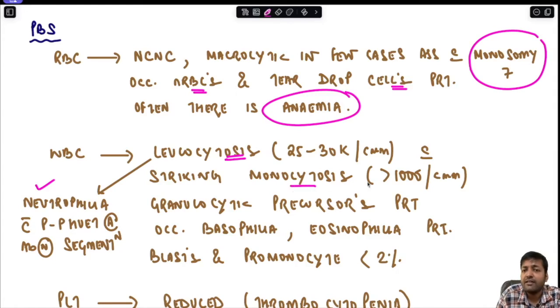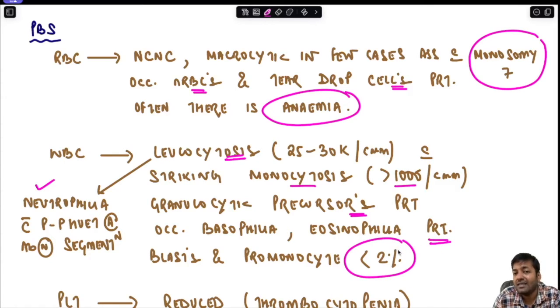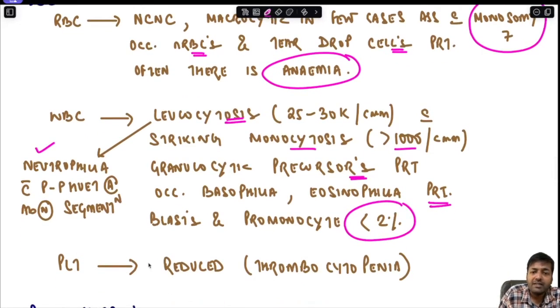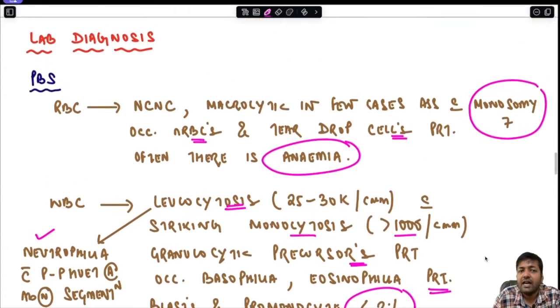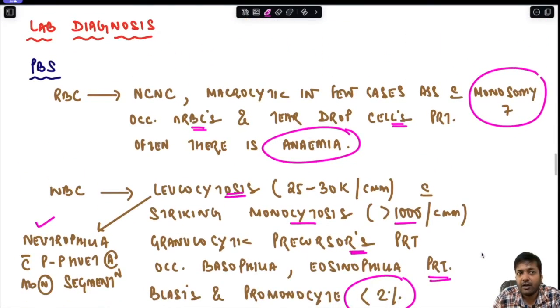Then there is striking monocytosis, more than 1000 cells per cubic millimeter. Granulocytic precursors are present over here. Occasional basophilia and eosinophilia are present. Blasts and monocytes are present, but they are less than 2% in the peripheral blood. Blasts and blast equivalents like promonocytes, although present, are less than 2% in the peripheral blood. Now platelets are reduced, so there is thrombocytopenia. So this is the characteristic peripheral blood smear finding.